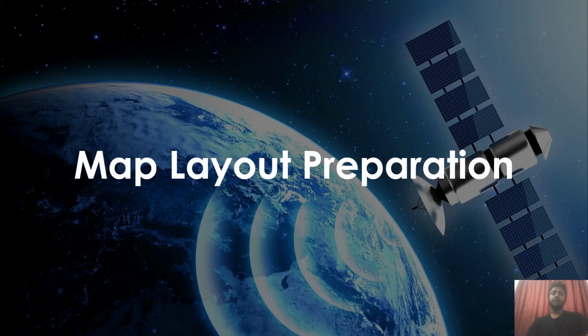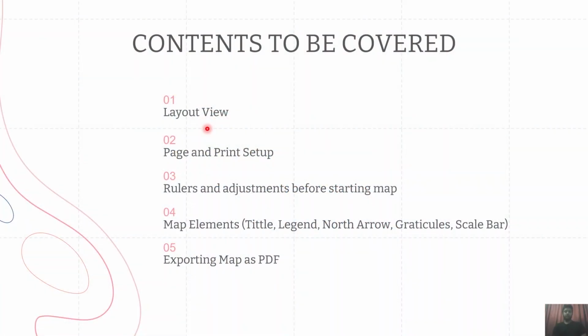Today, we will learn about map layout preparation. So, let's see the contents that we will be covering today. We will learn about layout view, page and print setup, rulers and adjustments before starting a map, elements like title, legend, north arrow, graticules, scale bar, and exporting the map as PDF.